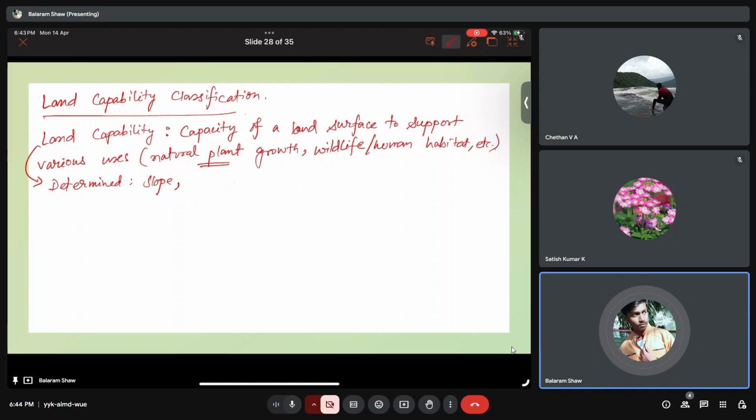So this land capability is determined based on slope, based on the soil type, based on the depth, then based on the erosion control or erosion conditions, and so on. Based on several factors, we determine this land capability classification. And why do we do this? Why do we need this land capability classification?